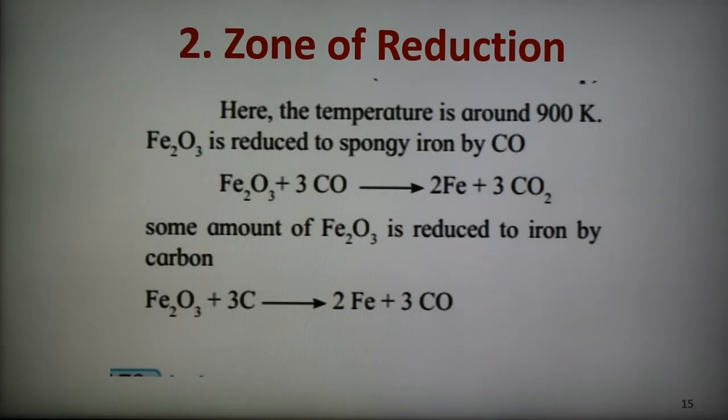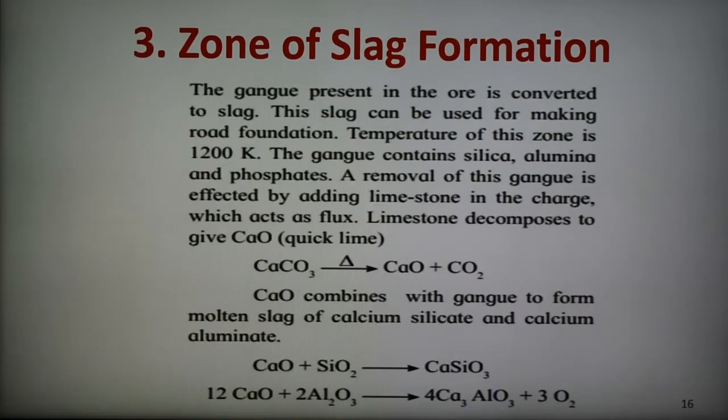In the third step, the zone of slag formation, what is slag formation? Here the gangue present in the ore is converted to slag, and as we know, this gangue reacts with the impurities, forming a product. That product is known as slag. This slag can be used for making a road foundation, and the temperature of this zone is around 1200 Kelvin. The gangue contains silica, alumina and phosphate.